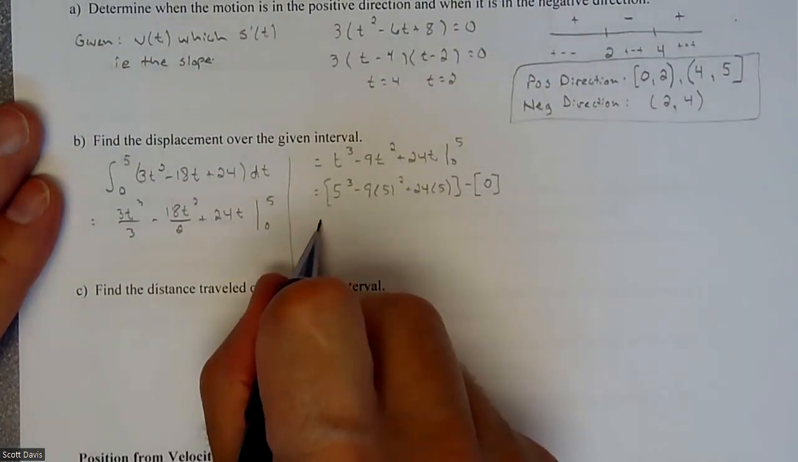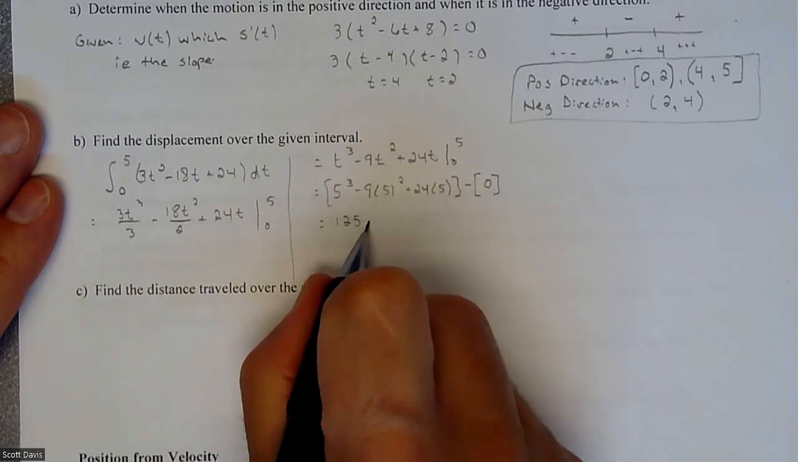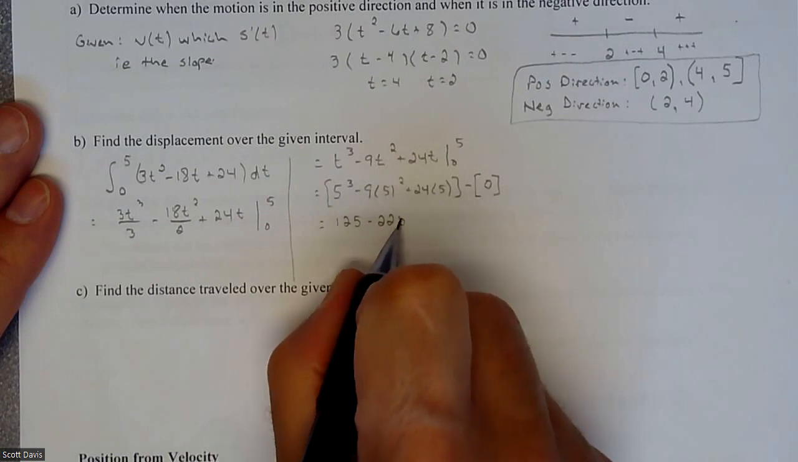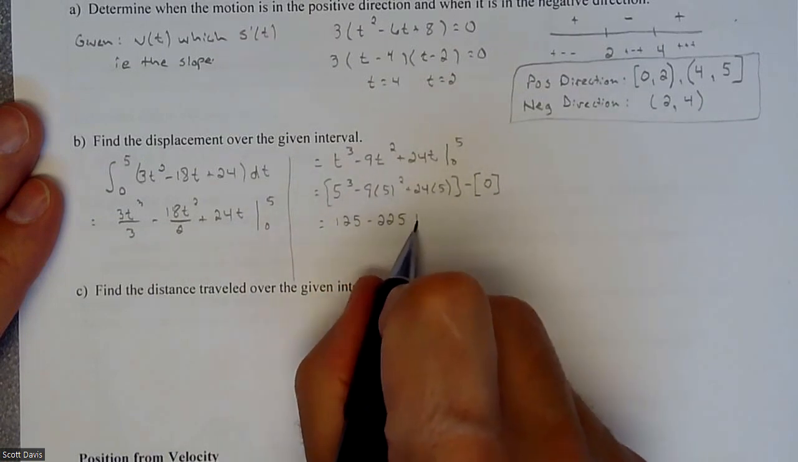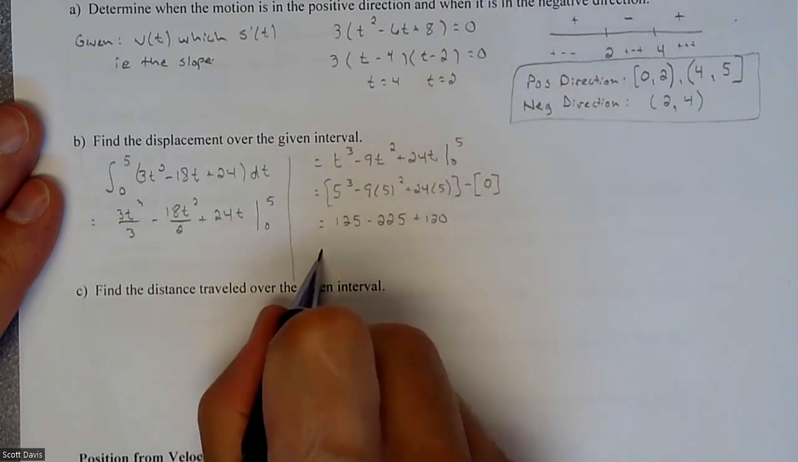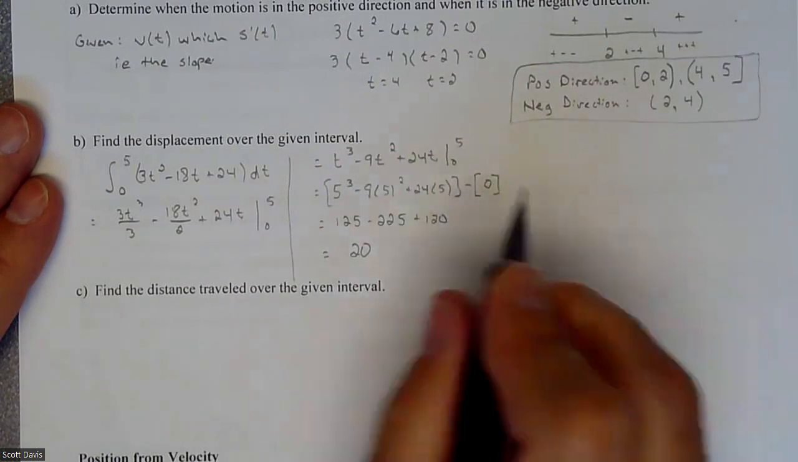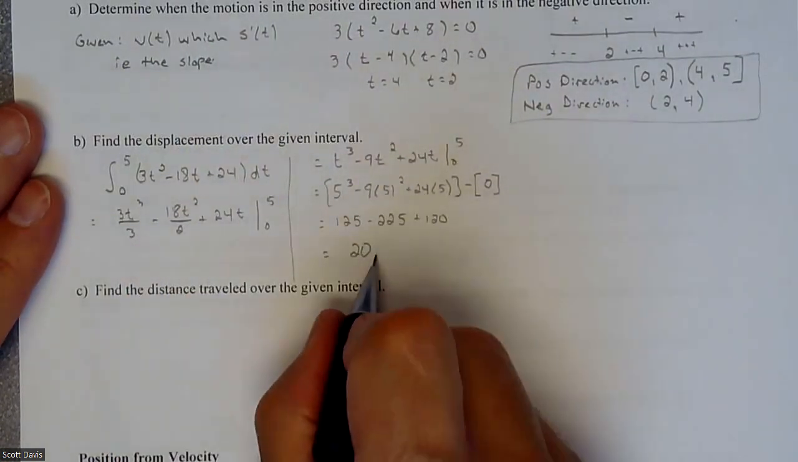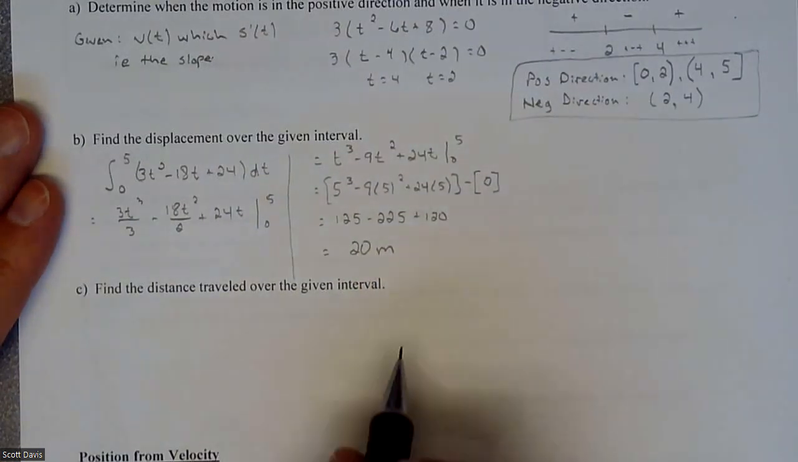And so we would have 5 cubed is 125. 9 times 25 is 225. And 24 times 5 is 120. And if you add those pieces all together, you're going to get 20. And you're talking about a displacement, so you're talking about a distance on this one. And so we would have been 20 meters.